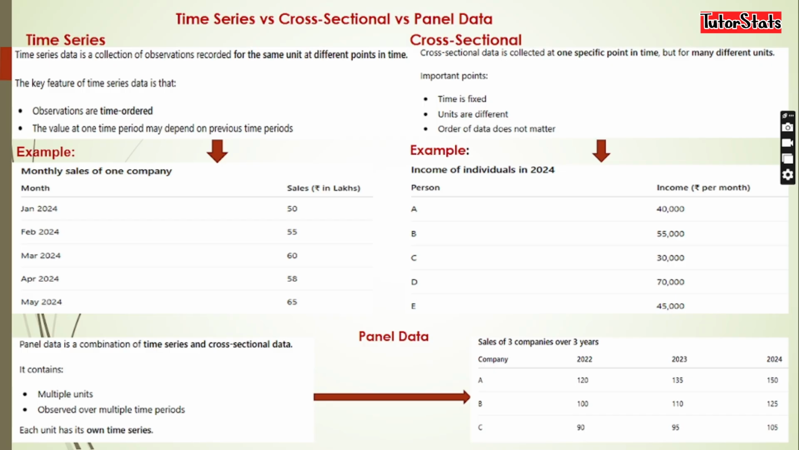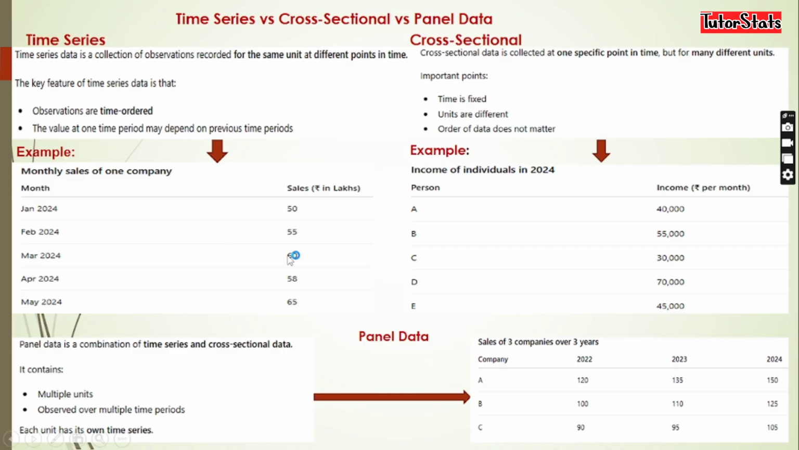Time series data means data collected for the same unit over different points in time. The most important features are: data is ordered, past values can affect future values, and order of data matters a lot. Let's look at this example: monthly sales of one company. Here we are observing one company over many months. January sales are 50 lakh, February sales increase to 55 lakhs, March goes to 60 lakhs and so on.